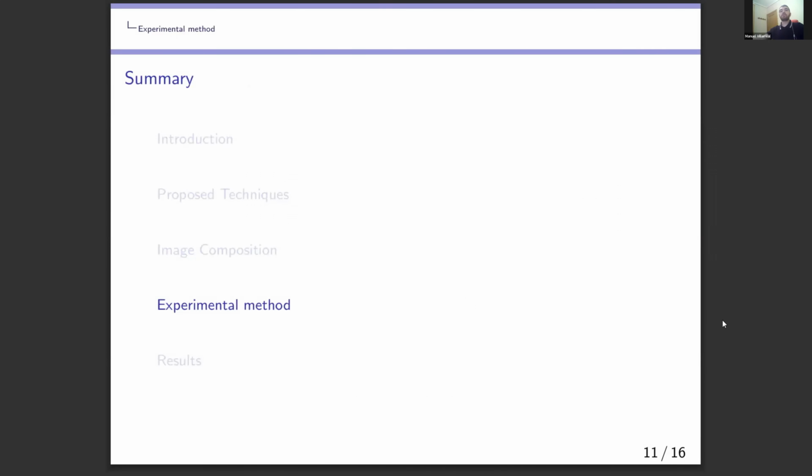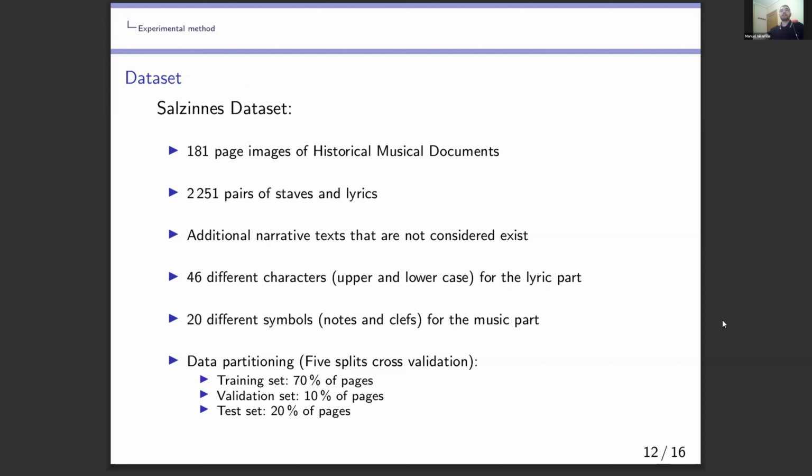Now let's see how both of these techniques are applied and what characteristics our dataset has. We have worked with the Salcines dataset, which is a 181-page dataset of images of historical musical documents with 2,251 pairs of staves and lyrics. There are additional narrative texts, as we said, but these are not considered. These are usually read either before or after the musical line that they are present with, but in this work we only focus on staves and lyrics.